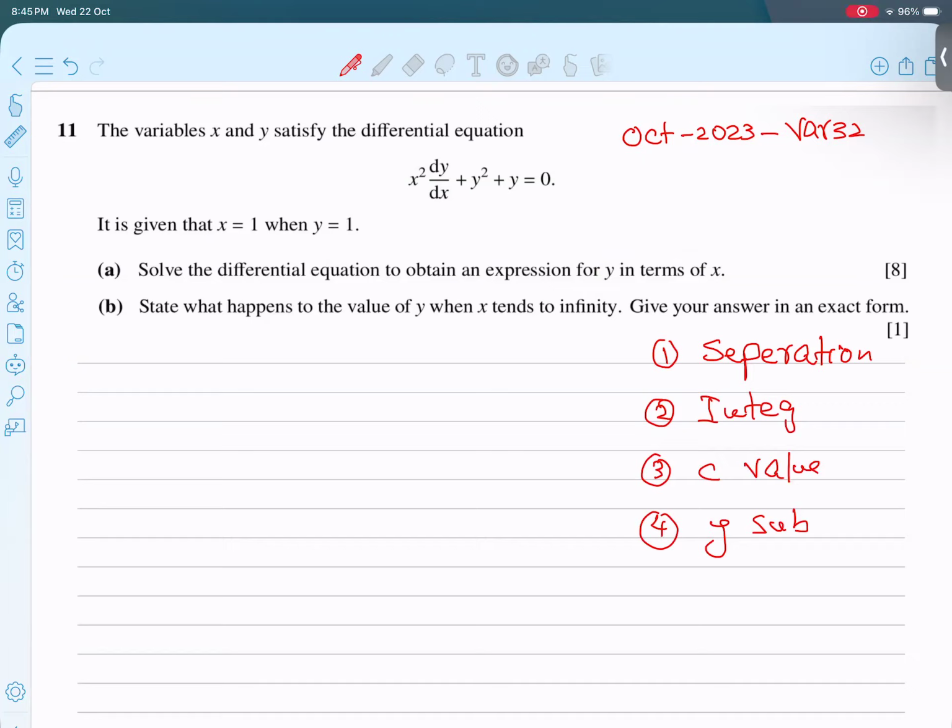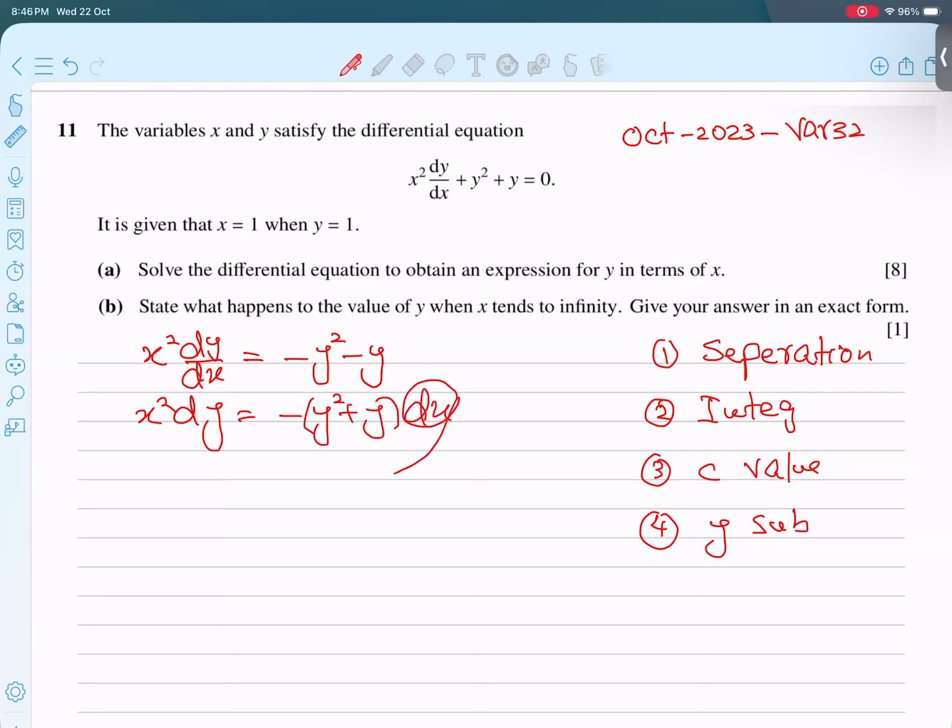Make sure dy and dx are always in the numerator, never in the denominator. So I'm starting with dy over dx. First I bring this y square to the right side. Afterwards, cross multiply: x to power 2 into dy is equal to negative, sorry, this is y, not y square, negative y square plus y into dx. You see, dx and dy came in the numerator.